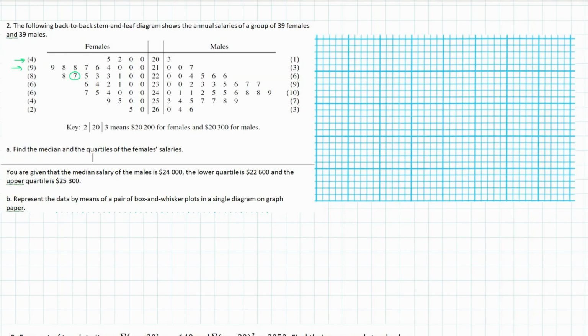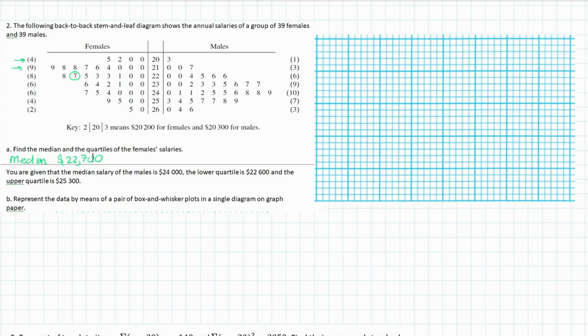So there should be 19 below it. So let's just check. 13, 14, 15, 16, 17, 18, 19. Yeah, I've done it right. Okay, so that's our median. And if we use the key, what does that mean? 22,700. Okay, perfect. Now, we're going to look at the quartiles.